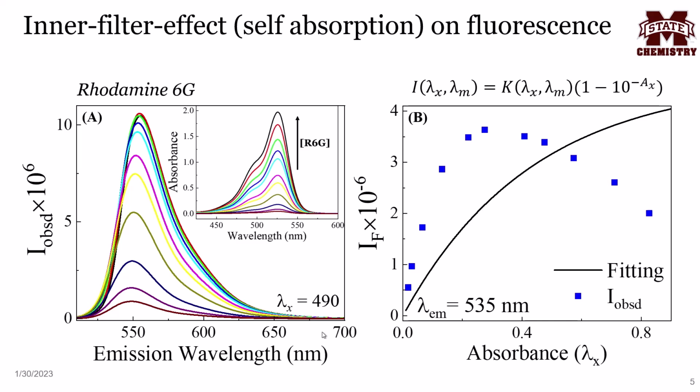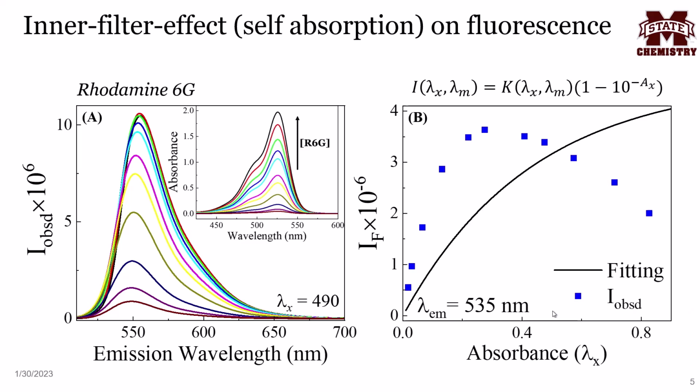Shown here is the impact of the inner filter effect on rhodamine 6G. The absorbance of rhodamine 6G with increasing concentration is shown here in the inset, and you can see that the rhodamine 6G concentration increases linearly with absorption. However, the fluorescence of rhodamine 6G with the same concentrations increases at a different rate and also has a peak shift.